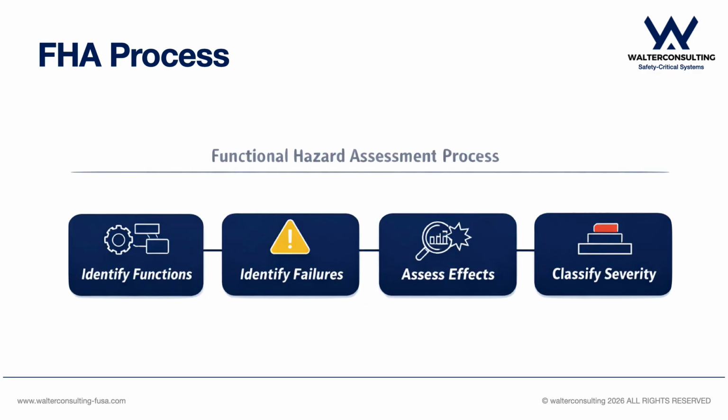So how is functional hazard assessment performed? The process starts with identifying system functions. Each function is analyzed to understand its role. Next, potential failures are identified. This means asking, what happens if the function does not behave as intended? Then, the effects of these failures are assessed. This includes understanding how the system and the aircraft are impacted. Finally, the severity is classified. This step determines how critical the hazard is. The results of this process form the basis for safety requirements.